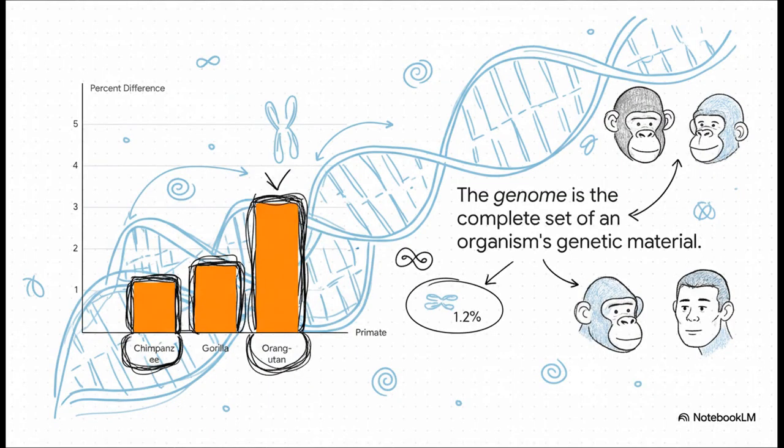And here's where it gets really mind-blowing. Because this genetic code is pretty much universal, we can compare the entire instruction manual, the whole genome, of different species. And what we find is just stunning. You ready for this? The DNA of a human and a chimpanzee is over 98% identical. That tiny, tiny 1.2% difference, that's what's responsible for everything that makes us different. Our brains, walking on two legs, all of it.